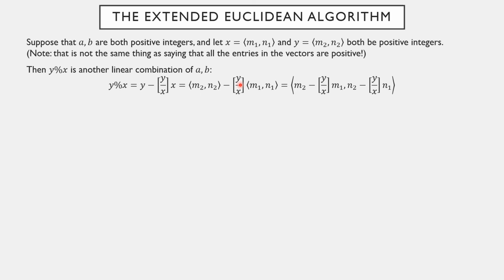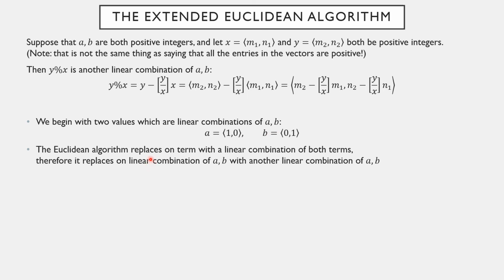Now, since vectors distribute, distribute this constant across both terms and then simply compute the difference. m2 minus the quotient times m1, comma, n2 minus the quotient times n1. So the remainder of y over x can be expressed as a vector. A complicated one to write, sure, but it's still a vector. So whenever I have two vectors that represent two distinct integers, the remainder of the division can be expressed as another vector. So now I have two vectors for a and b.